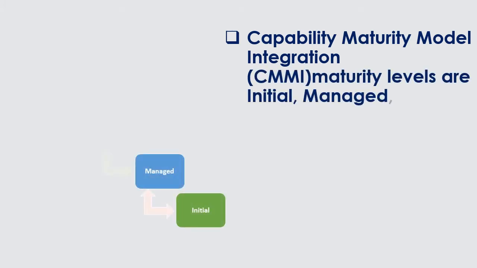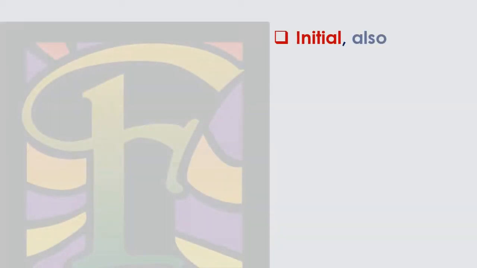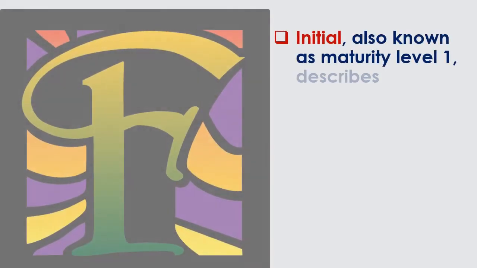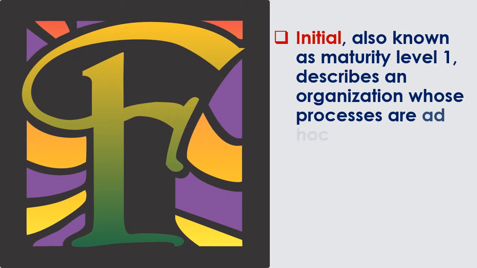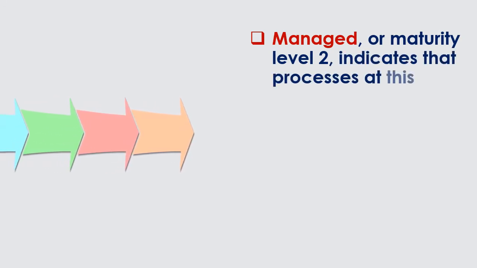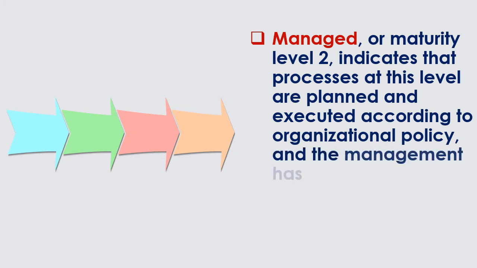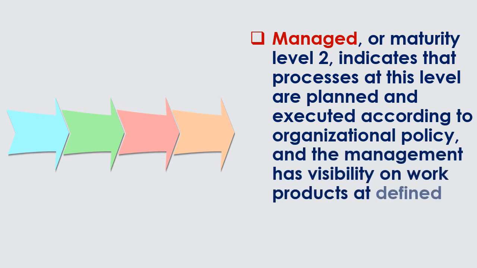Capability Maturity Model Integration, CMMI, maturity levels are initial, managed, defined, quantitatively managed, and optimizing. Initial, also known as Maturity Level 1, describes an organization whose processes are ad hoc or chaotic. Managed, or Maturity Level 2, indicates that processes at this level are planned and executed according to organizational policy, and the management has visibility on work products at defined points.